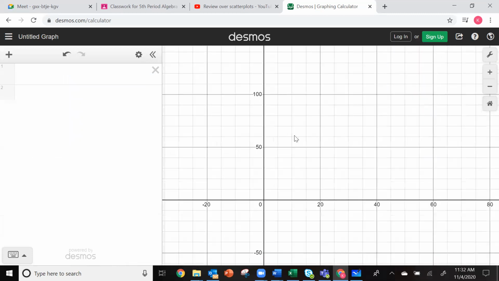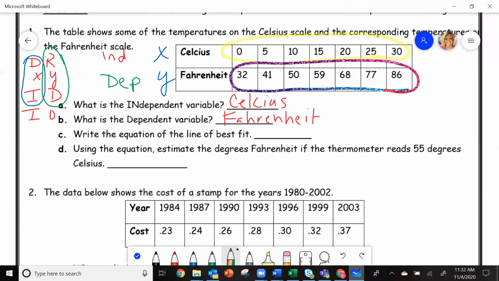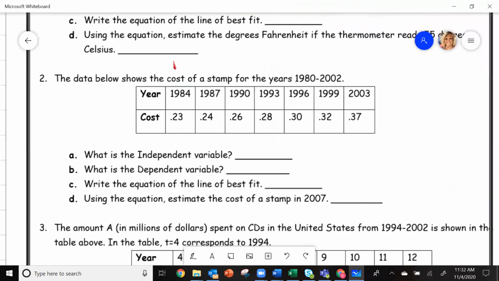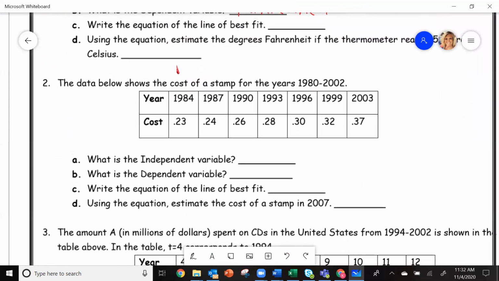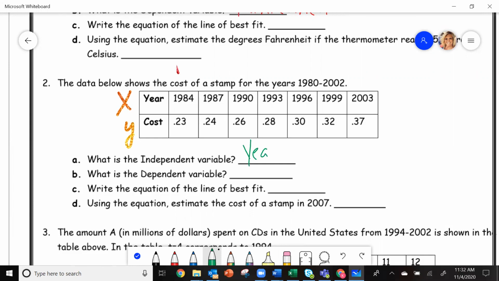Let's go back here. I scrolled out, so let's do the next one. On the next one, here's my data. I'm going to use X for the year and Y for the cost, which means my independent variable is the year and my cost will be my dependent variable. So now let's put these in the calculator.